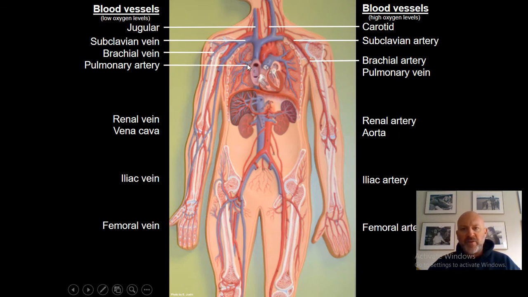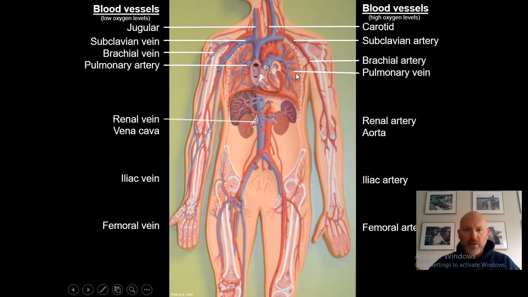Pulmonary artery, now this is the only exception to the rule that this one is going to be blue. This is the only artery that's blue, because blue and red don't really apply for arteries and veins. They apply for oxygenated or deoxygenated. So you can see the pulmonary artery, even though it's an artery, it's still colored blue. So we still put this on the blue side.